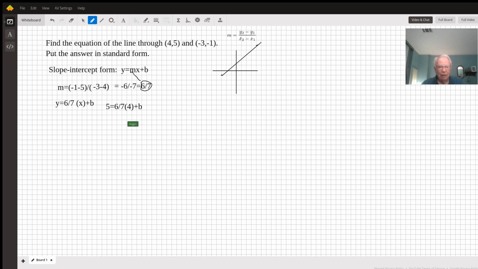So this equation is just all letters and numbers, except for the b. So we can solve for b. Let me write that over again. I'll do a little math here. So it's going to be 5 equals 6/7 times 4, which is 24/7, plus b. So b equals 5 minus 24/7. There should be a plus sign up here.